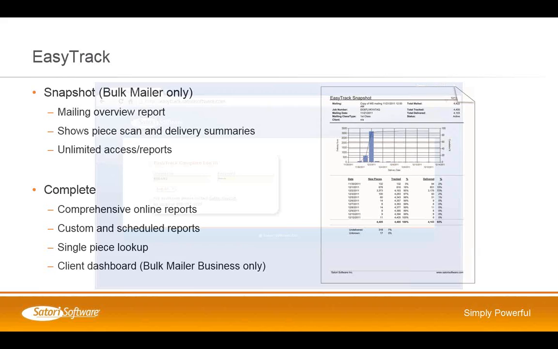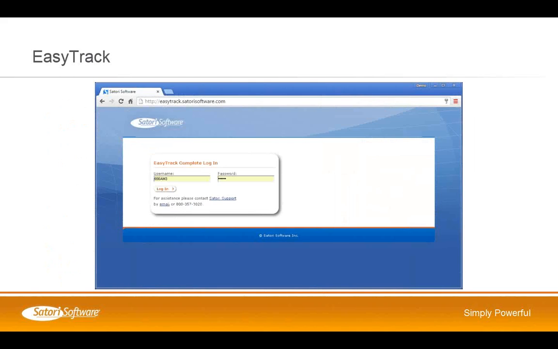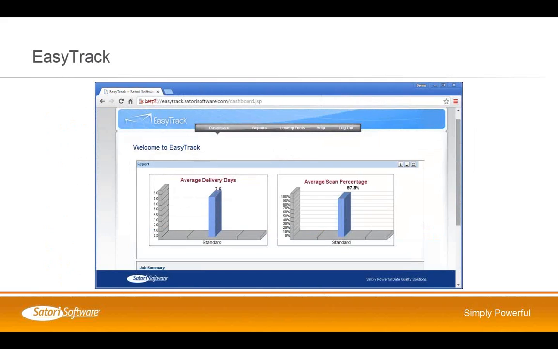So let's take a look at the EasyTrack Complete website. It's just easytrack.satorisoftware.com. After you log in, you'll be set up in the dashboard area. The first thing you'll see on the dashboard is a little overview of all the mailings that you've done. It'll say, on average, based on your mail class, how long it's taking for your mail to get delivered.